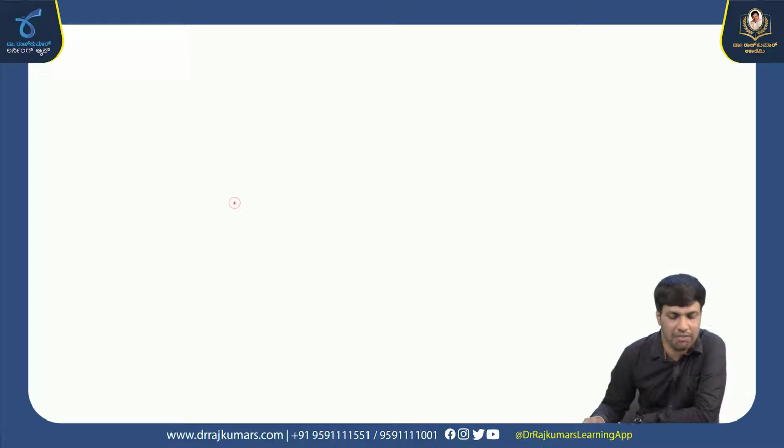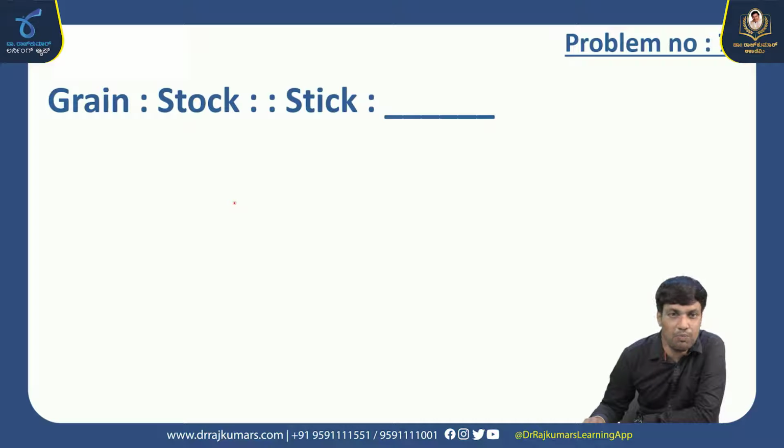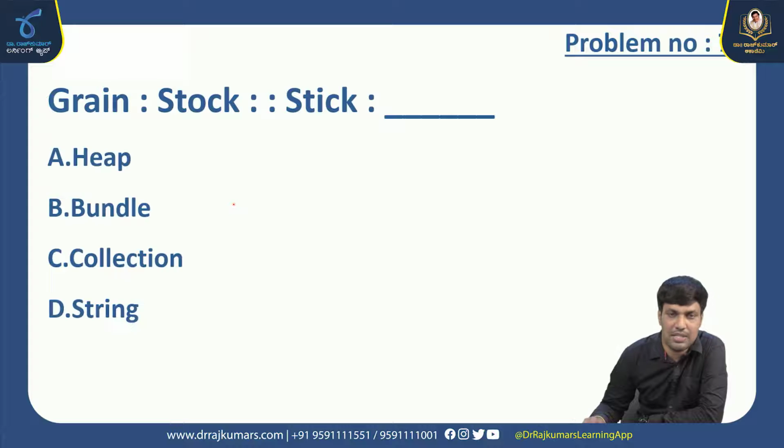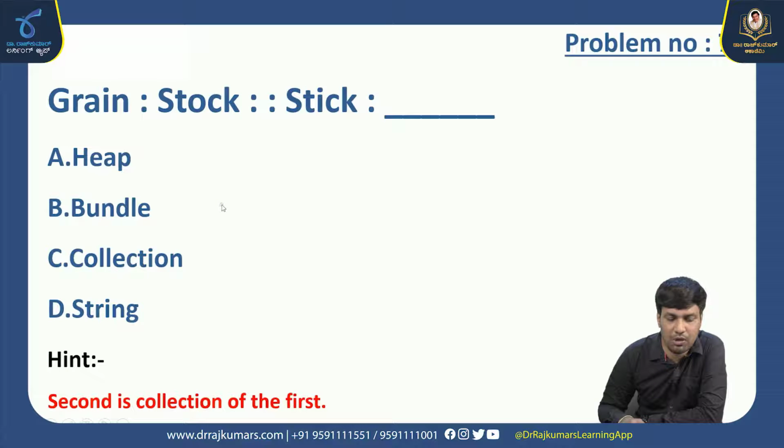Right? Problem number 7. If grain relates to stock, stick relates to dash. First one heap, second one bundle, third one collection, fourth one string. Hence, second is the collection of first. The collection of grains is usually called a stock. They are asking what is the collection of sticks. The collection of sticks we usually call a bundle.